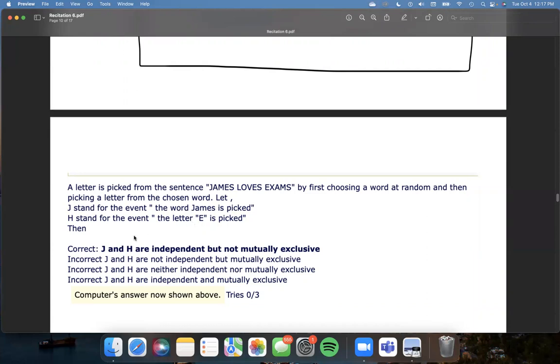Then here we have that J and H are independent but not mutually exclusive. So the reason being is these two events do not depend on each other, but however, both of these events can happen. So you can choose the word James and you can choose that E is picked, but they don't depend on one another. So that's why it's independent, but they're not mutually exclusive, meaning both of these events could happen. Their intersection is not empty.